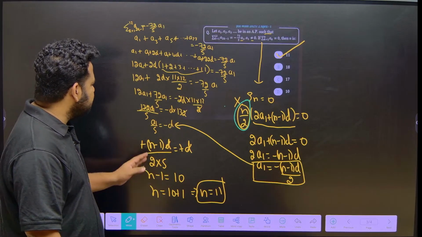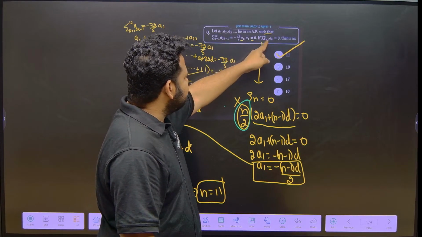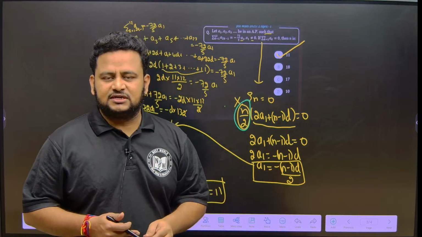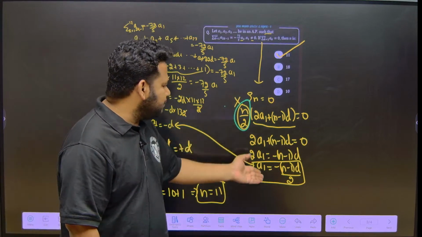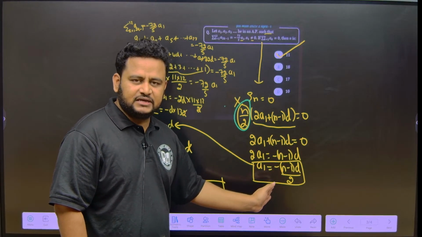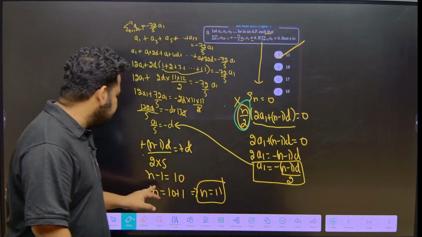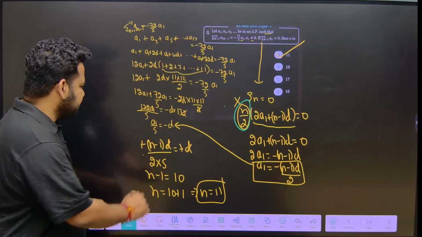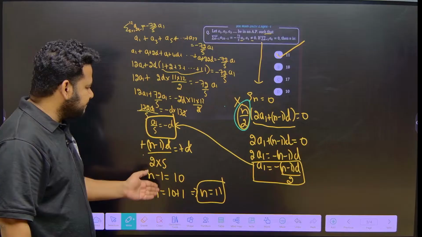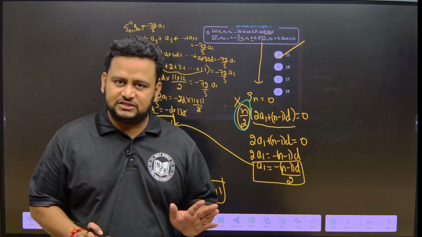Now what I have to do is, I have taken the summation of ak equal to 0. This summation is nothing but the sum of n terms, that is Sn is equal to 0. If I use the formula, I will get a1 is equal to minus (n minus 1) into d by 2. So this value of a1, I will put in this equation. On substituting it, d will get cancelled, and I will get the value of n is equal to 11.